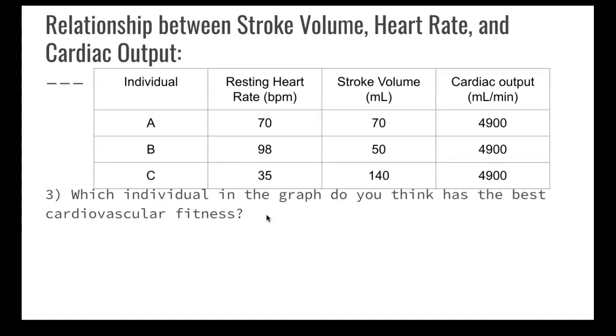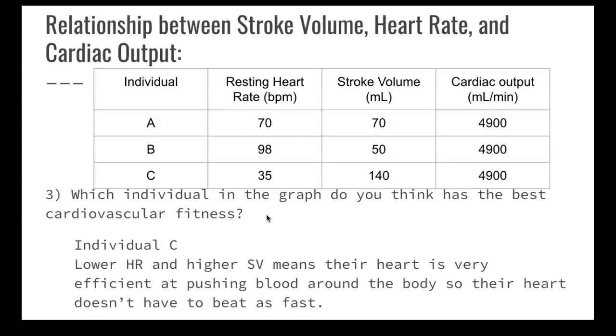And which one do you think has the best cardiovascular fitness? Well, because individual C has the highest stroke volume, their heart doesn't have to beat as much to keep up with the exercise or movement that they're doing. So that is why individual C would be classified as the best cardiovascular fit, because the stroke volume is the highest. They've trained their heart to be really, really efficient at pumping blood.